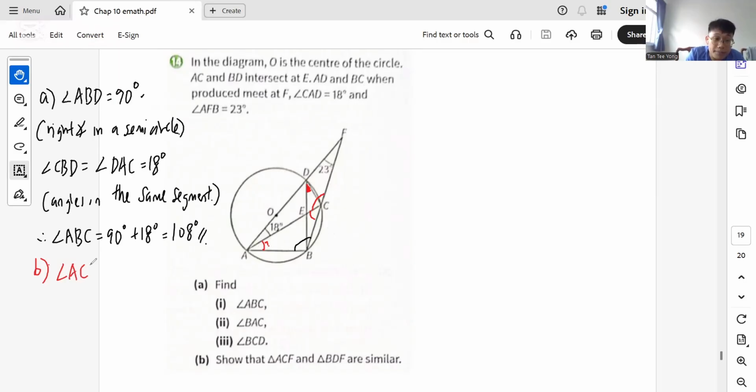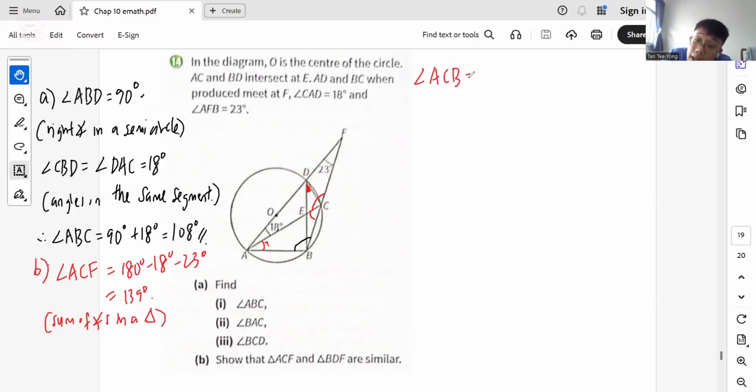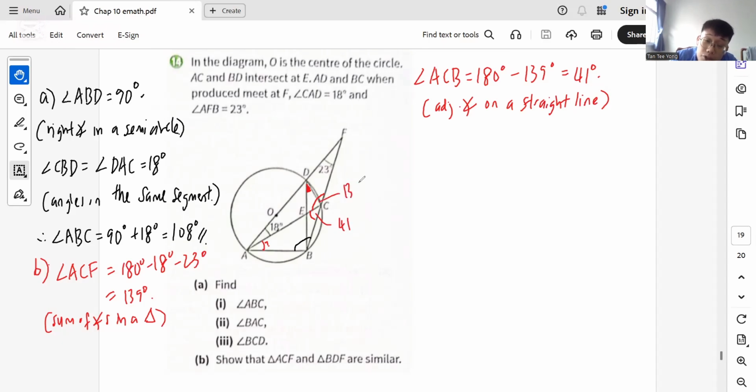So angle ACF equals 180 degrees minus 18 degrees minus 23 degrees. How come? Because ACF is here, right? So this entire thing is a triangle. So it's just sum of angles in a triangle. So 180 minus 18 minus 23. So that will be 139 degrees. Okay, so this is sum of angles in a triangle. So this is 139. So that means angle ACB is equal to 180 degrees minus 139 degrees, which will be 41 degrees. Okay, so this is adjacent angles on a straight line. So this is 41. This is 139. Okay, can already.